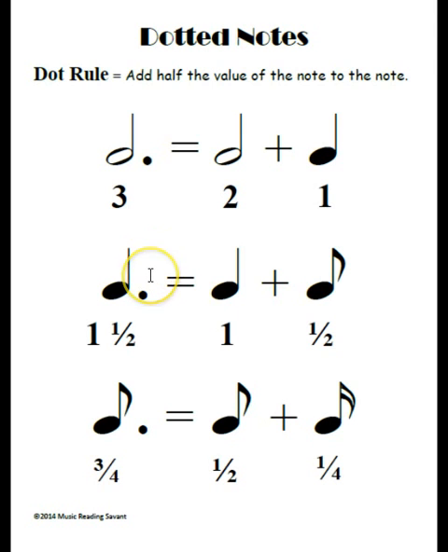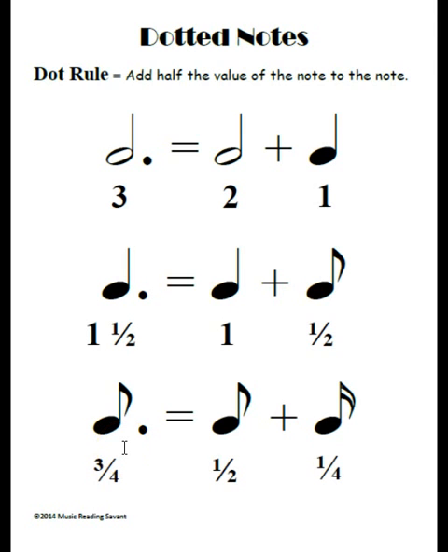I'm going to do the same thing with a dotted quarter note. So here I have a quarter note with a dot next to it. I need to look at the quarter note by itself and find out what is half of a quarter note. Well, half of a quarter note is an eighth note. So the dot is the eighth note. So now I'm going to add the quarter note to the eighth note. I get 1.5 beats total here for a dotted quarter note.